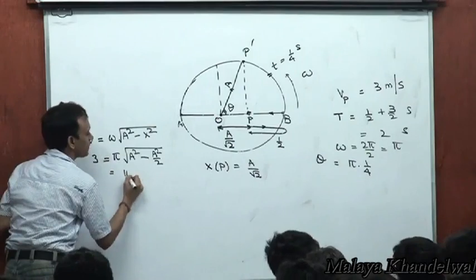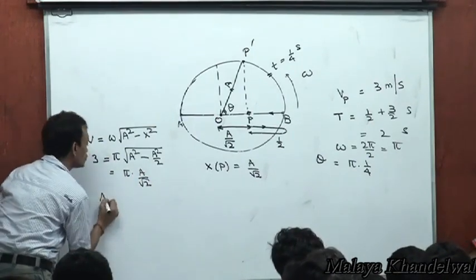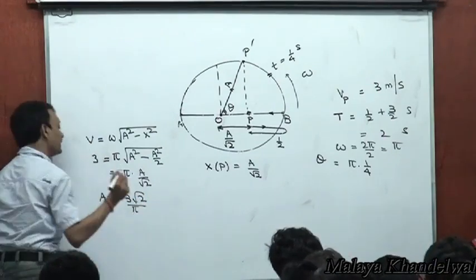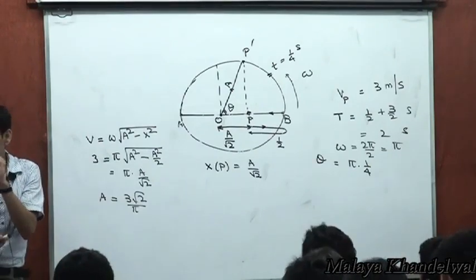Right. So this is pi A by root 2. A is known to us. A would be 3 root 2 by pi. The amplitude of motion is going to be 3 root 2 by pi, right?